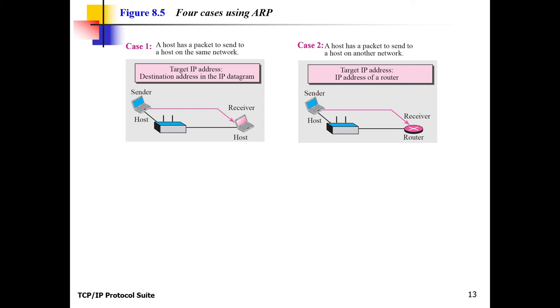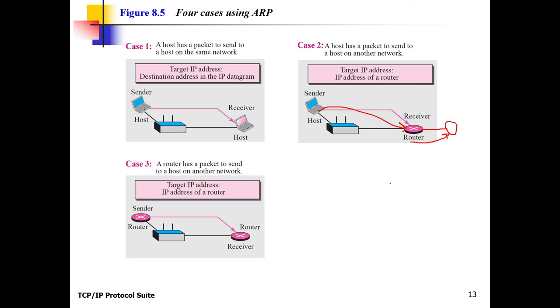In the second case, a host has a packet to send to a host on another network. If it's on another network, it has to go through a router. So it has to get the physical address of the router, not the destination. The target IP address will be the address of the router. The data goes to the router, and then the whole process starts again from there.